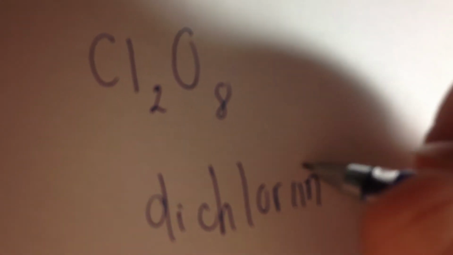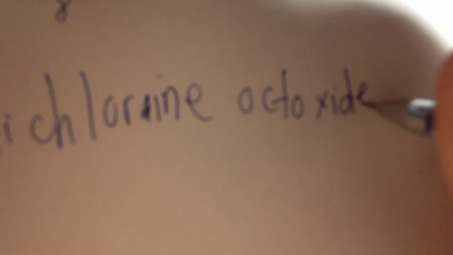The name of Cl2O8 therefore will be dichlorine octoxide. Dichlorine octoxide. Now, if you know how to name binary molecular compounds, then writing formulas for them based on the name will be an easier task.